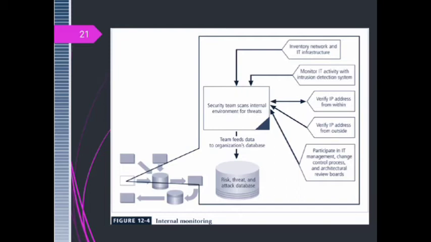Here's the diagram of internal monitoring. We have here the security team scans the internal environment for threats, inventories the network and IT infrastructure, monitors IT activity with an intrusion detection system, verifies IP addresses from within, verifies IP addresses from outside, and participates in the IT management change control process and architectural review boards.